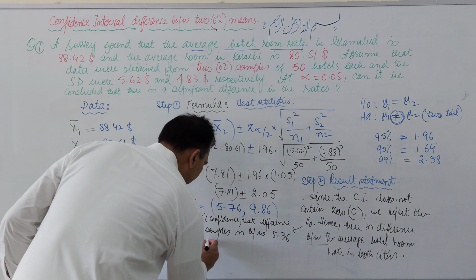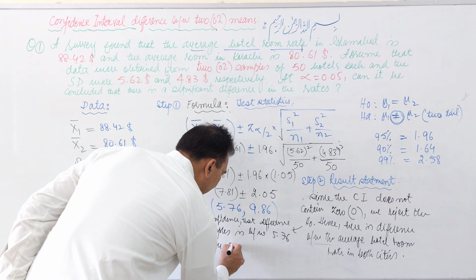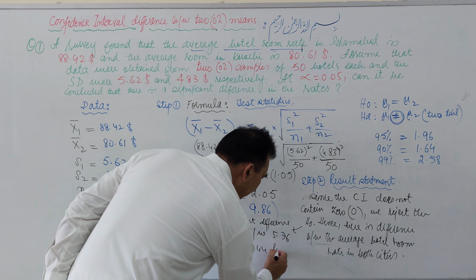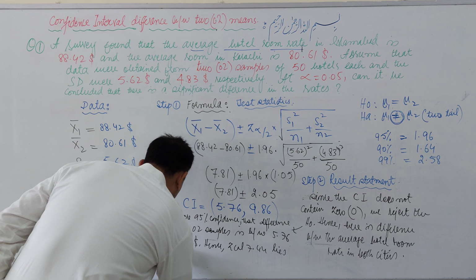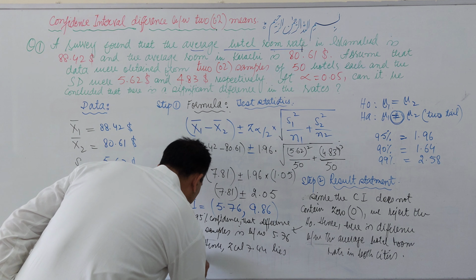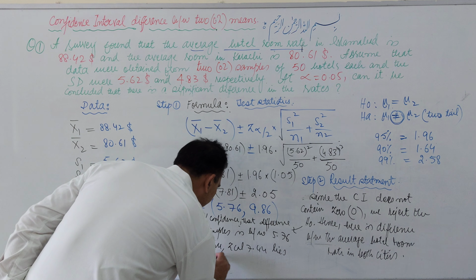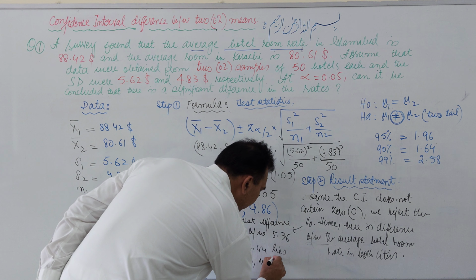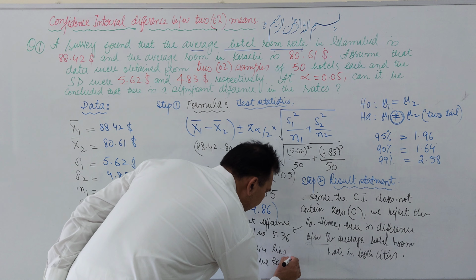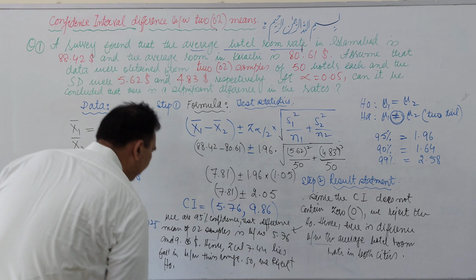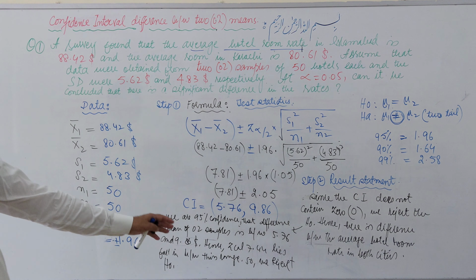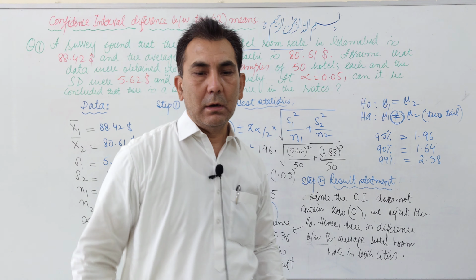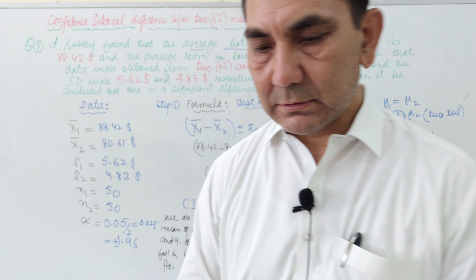Hence the z calculated value, which was 7.44, falls in between this range. So we reject the null hypothesis. So by rejecting the null hypothesis, we can say there is a difference between the average room rate in the two cities.